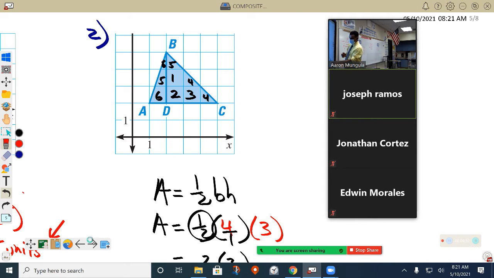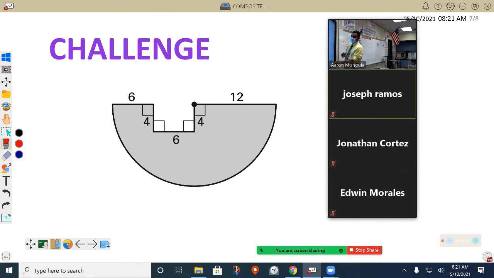Or how about this one? Look at this one. By the way, this is a challenge problem I'll let you guys have. If you don't want to do any of my assignments, do this one problem and I'll count it as two assignments. I'll leave this up later. It's my challenge problem for the week.